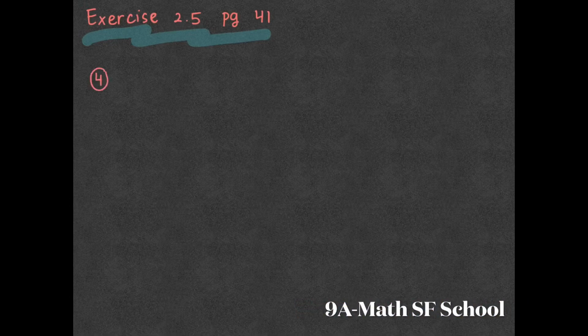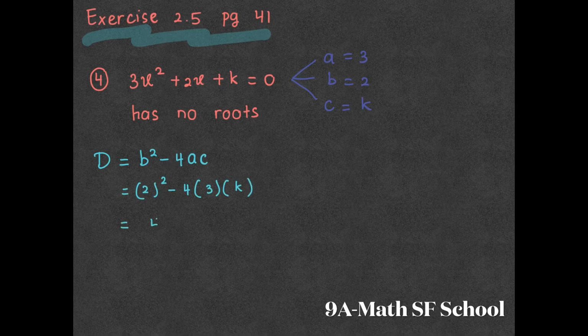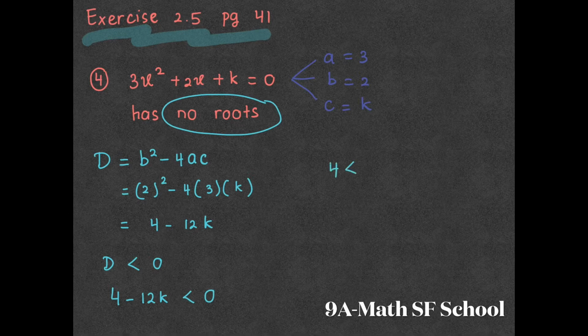The examples are taken from your textbook, exercise 2.5, page 41, number 4. You are given a quadratic equation and the quadratic has no roots. Define A, B, C, and then find the discriminant D. Substitute A, B, C. Because you are given the information that the quadratic has no roots, the characteristic of the discriminant is less than 0. So you need to solve for K.